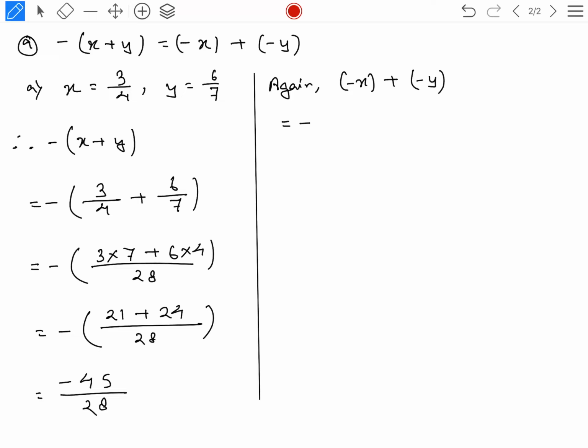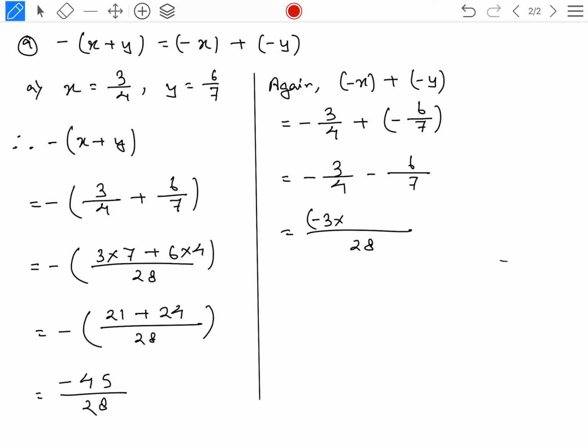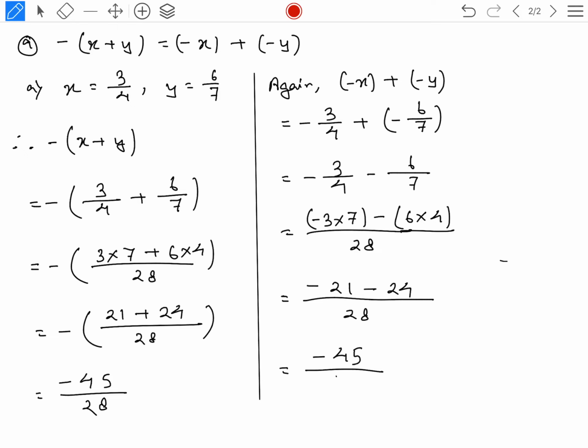Now let's solve the other part, which is minus of x plus minus of y. Minus of x means minus 3 by 4, then plus, it is given minus 6 by 7. Minus 3 by 4, then plus and minus becomes minus, so it will be 6 by 7. The LCM is 28. So first you write minus 3 into 7, then minus 6 into 4. If we solve this, minus 21 minus 24 by 28. Since there are two negatives we will add them, yes or no? Minus 45 by 28.